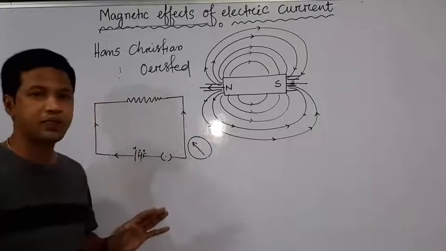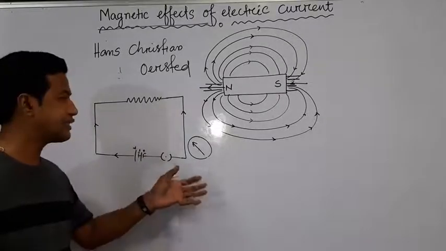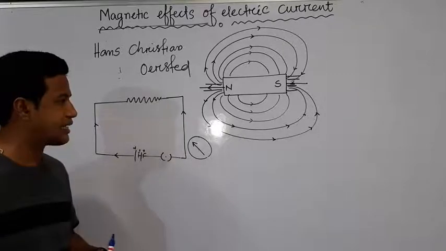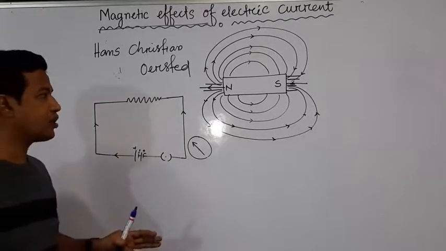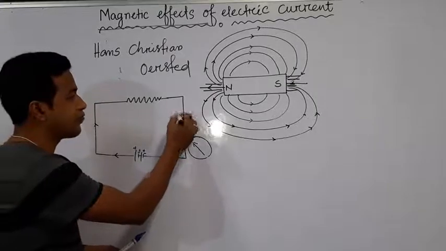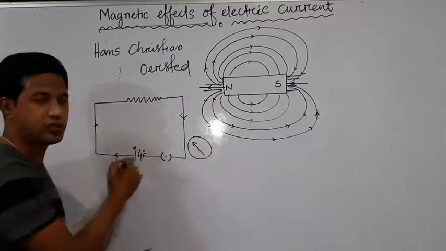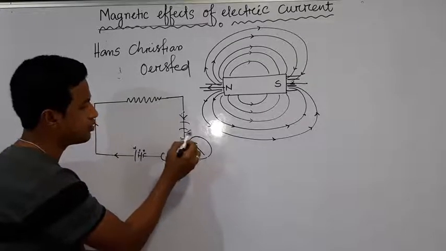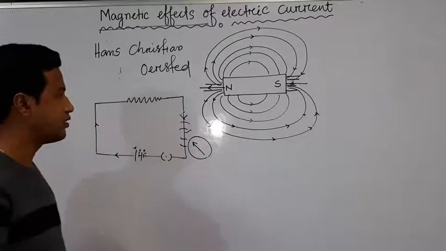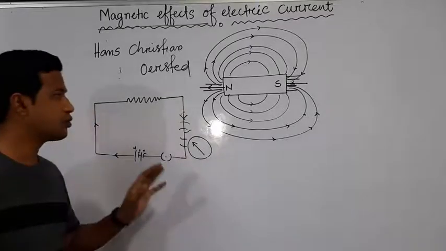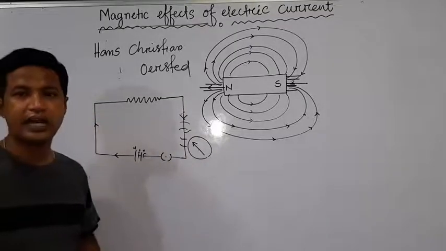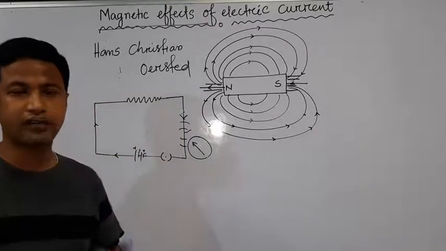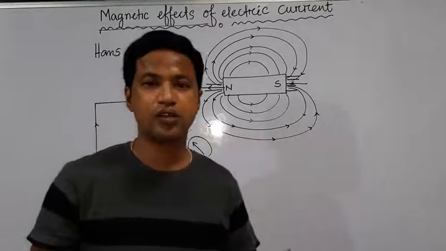From this experiment, he asked why the magnetic needle was deflected. He came to the conclusion that the deflection is only because, when current flows through a circuit, it creates a magnetic field around the wire. This is the conclusion he got. Due to that only, the deflection happened. So this is everything about Hans Christian Ørsted.